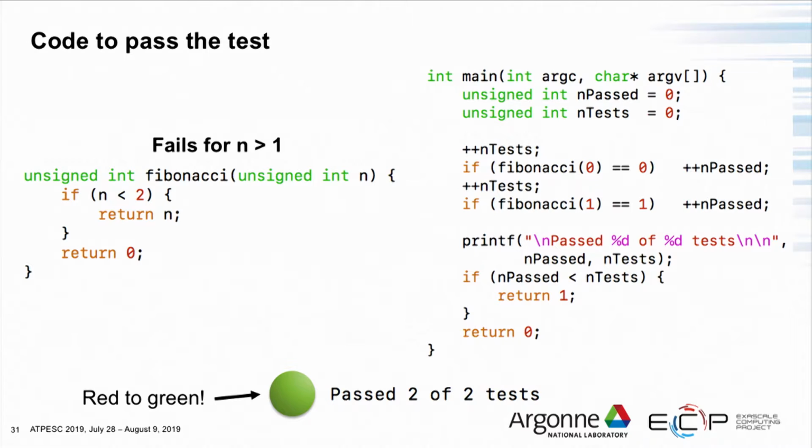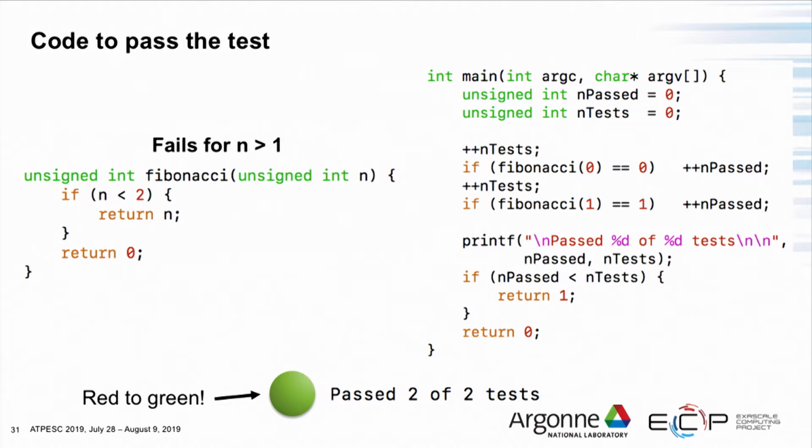So now we need to start writing some code. Again, the simplest and easiest code just to pass those two tests. So all I did was add in n less than 2, then return n. And when I run those tests, lo and behold, I'm green. So I went from red to green. That's great. That work that I did was perfect.